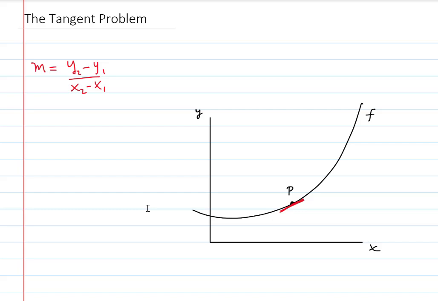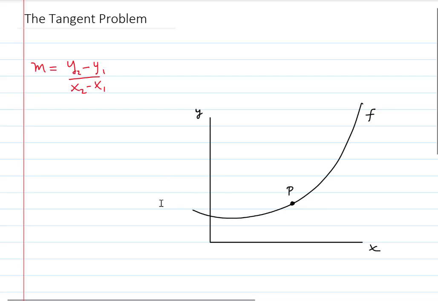But we need a second point, and the problem here is that we only have 1 point, namely P. So how do we find the slope of this line going through P if we only have this 1 point? Okay, so if we have our original graph with our original function and our point P, and we've already determined we can't find the slope of the tangent line with just 1 point, we need a second point.